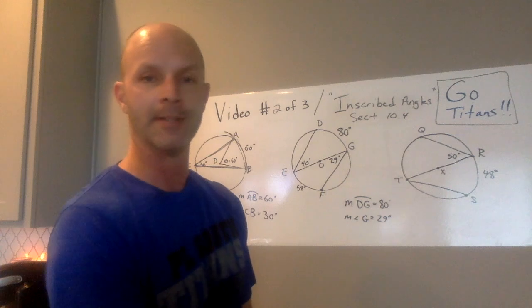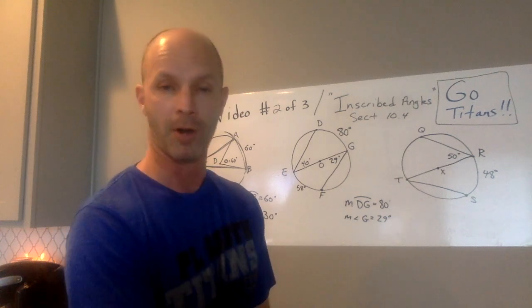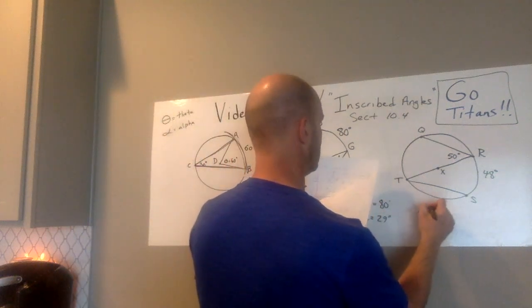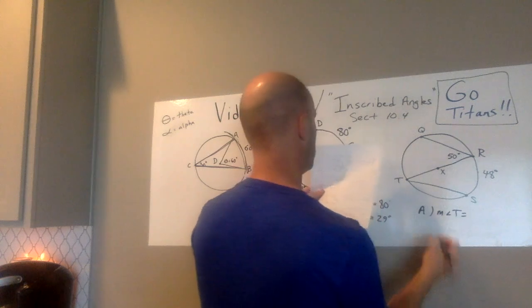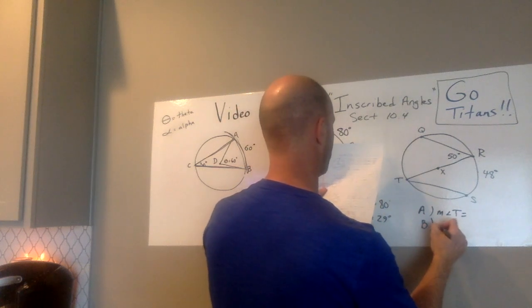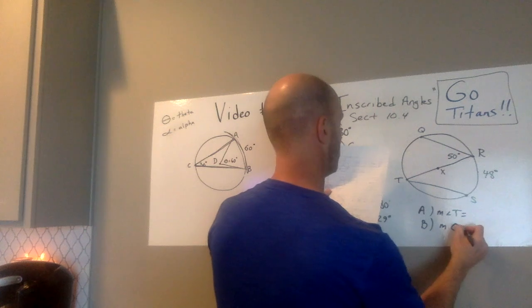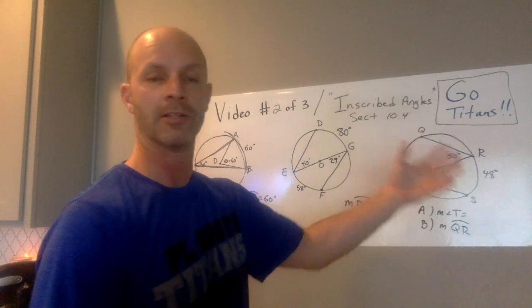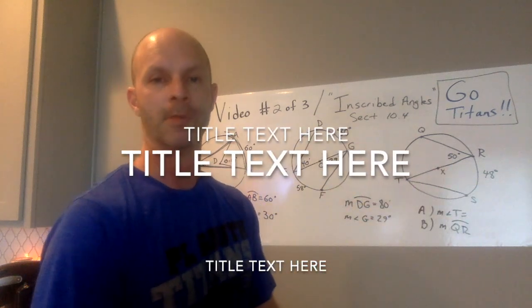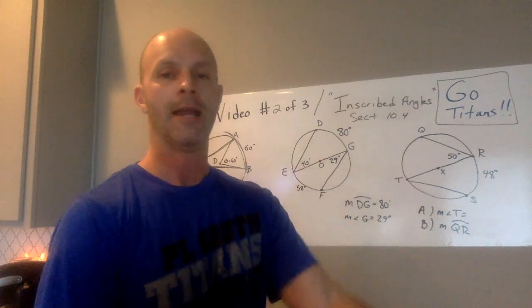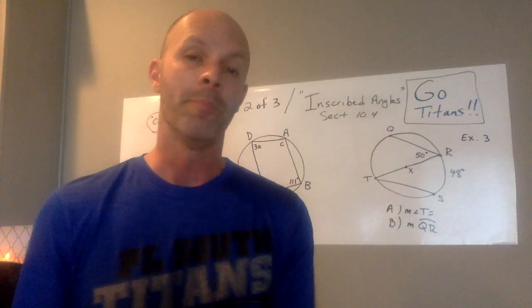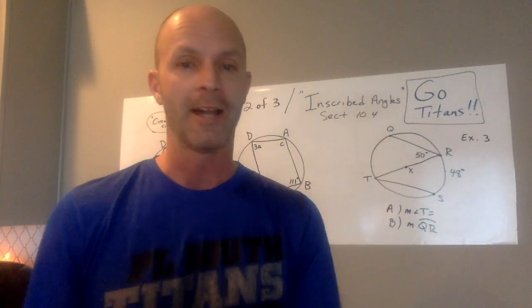So here's what I want you to find. Once I write this down, go ahead and hit pause and answer the two questions. What do I want to know? I want to know the measure of angle T, and I also want to know the measure of arc QR. Go ahead and find those two things right now. Take a look at what we've talked about, look at the previous example, hit pause, answer them, and then we'll come back and figure out if you were correct. See how you did. Bet you did really well. 100%. Let's go check it out.